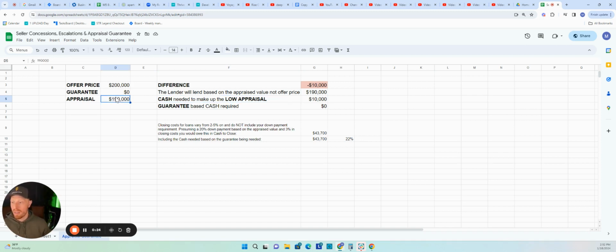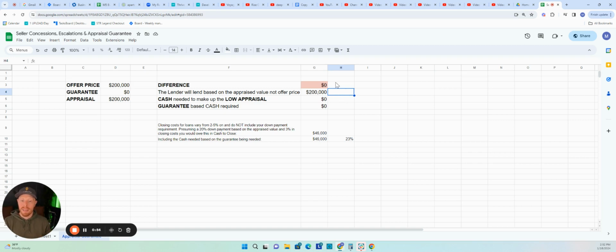Let's say we started with, and we're going to use easy numbers here, a $200,000 offer. Let's say we didn't have a guarantee. It was just a normal $200,000 offer. The appraisal came in at $200,000. That means there's no difference. A lender is only going to lend based on the appraised value. Mind you, if you have a 10% down payment, they don't actually lend you the 200. They'll lend you 180, presuming you bring the 20. So they'll only lend up to X minus the down payment required, effectively.